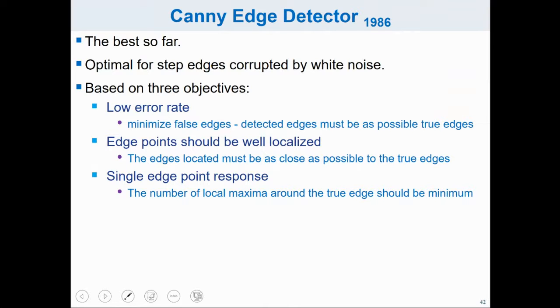Canny, who is the author of this paper, had 3 objectives when he was coming up with a new edge detector. He said, I want to have a low error rate, which means I want to minimize false edges as much as I can. And I need my edges to be very well localized, which means the edge points need to be true and as close to the actual edges as possible. And I want to have a single edge response. Instead of having thick edges, I just need to have one edge, 1 pixel edges.